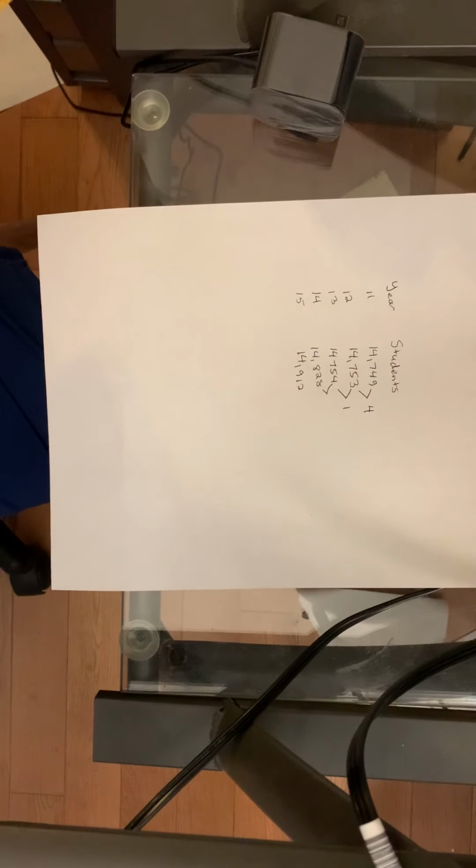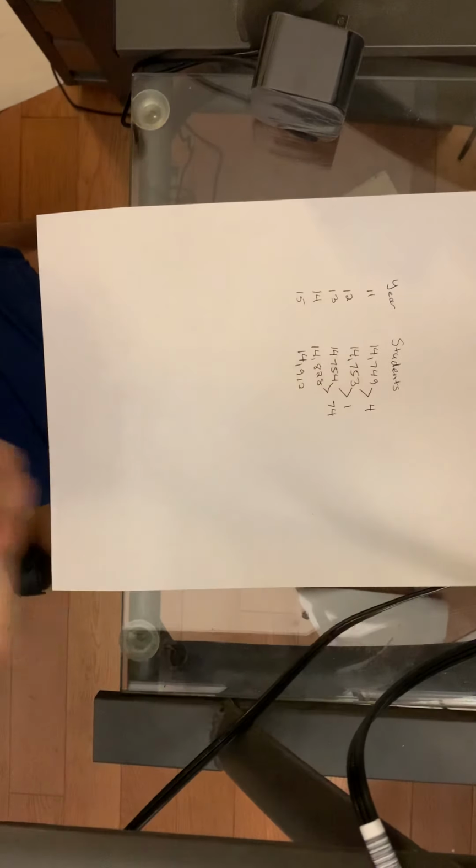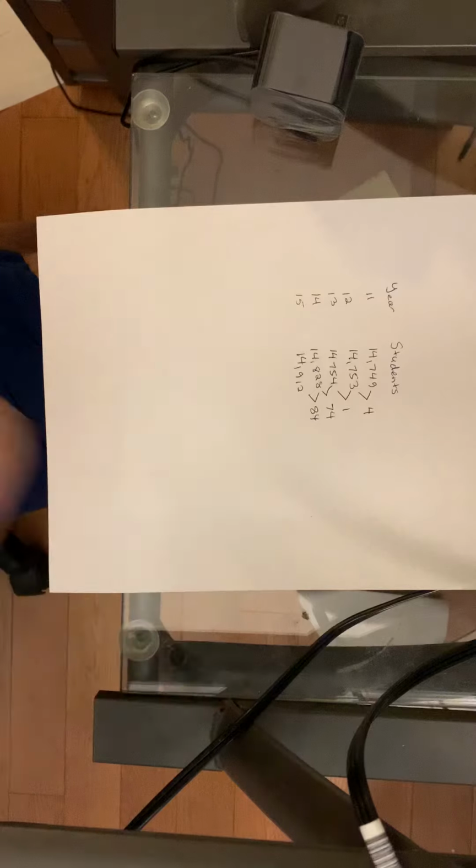Just type in 14,828 minus 14,754, and I got 74,000. And then here, 14,912 minus 14,828. And I got, it's increasing by 84,000.